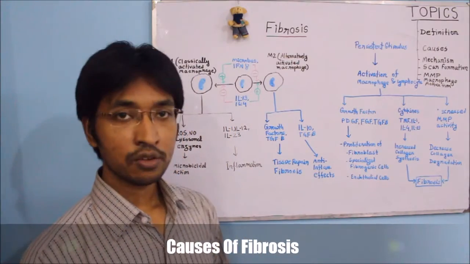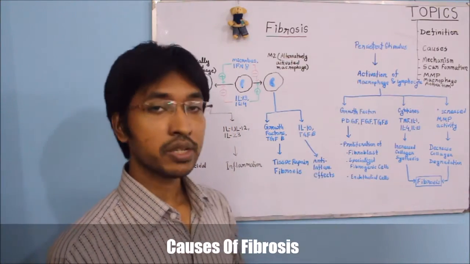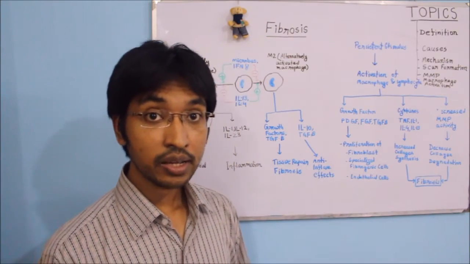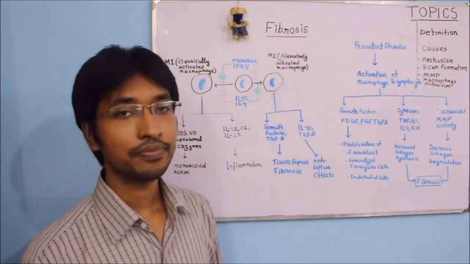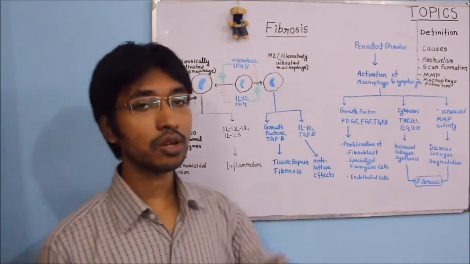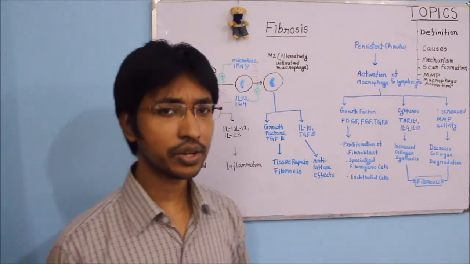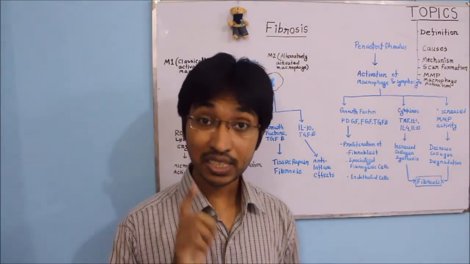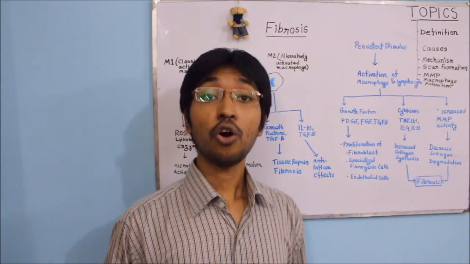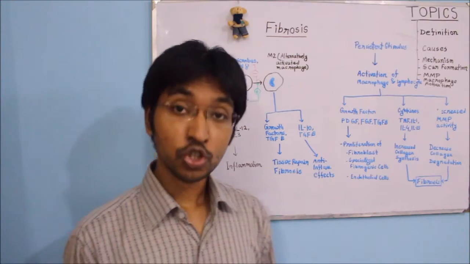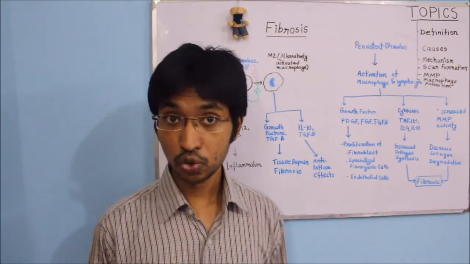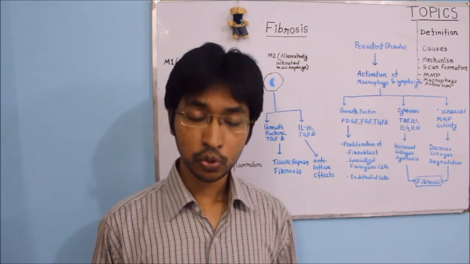And as you can see on the board, I have a flowchart depicting different steps of fibrosis, and look what I have written in the beginning: persistent stimulus. If I want to be more clear, persistent injurious stimulus, that is the main cause of fibrosis. So whenever there is persistent injurious stimuli in certain tissue, that can result in fibrosis.